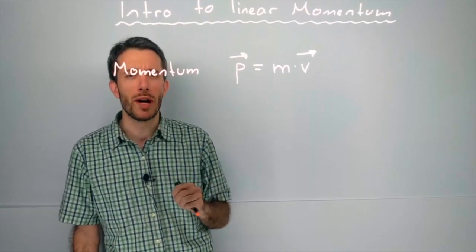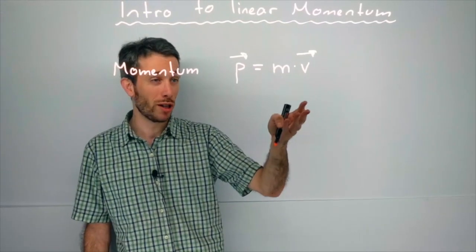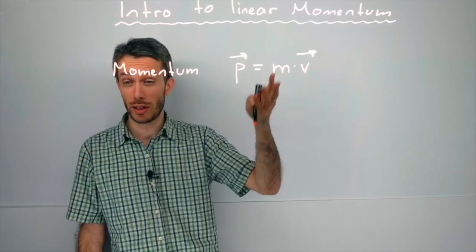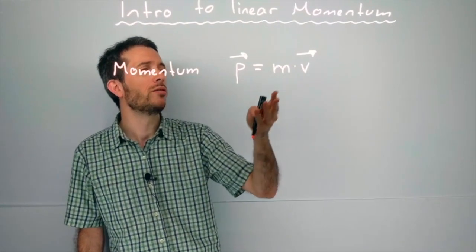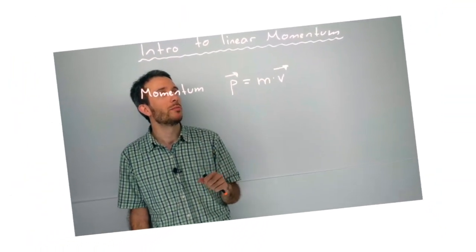I'm thinking of the momentum as a measure of the magnitude of motion in a certain direction or the tendency of an object or a system of objects to continue traveling in a certain direction. Linear momentum follows a law of conservation.